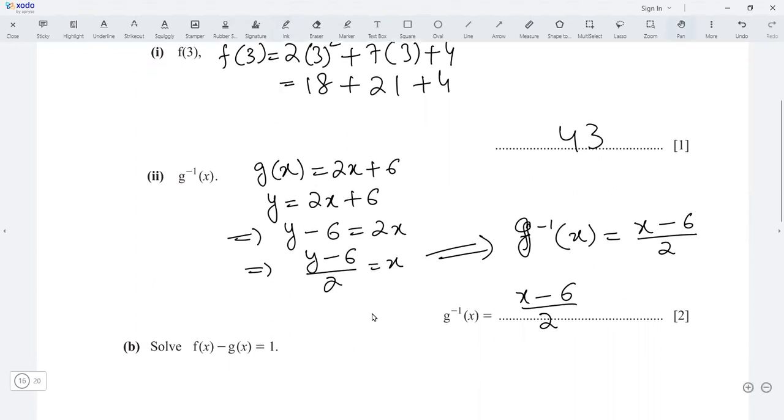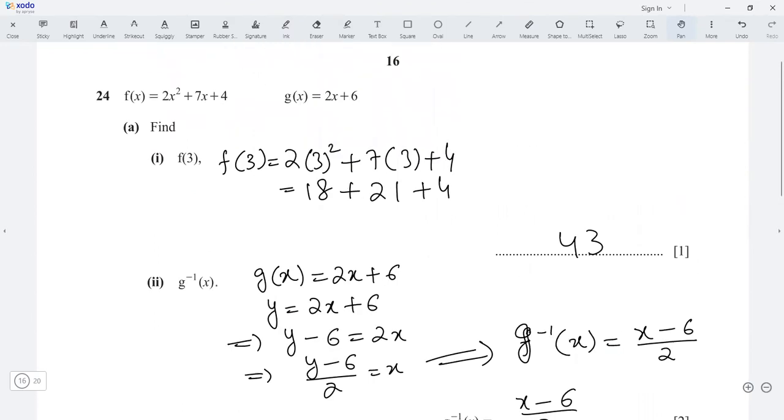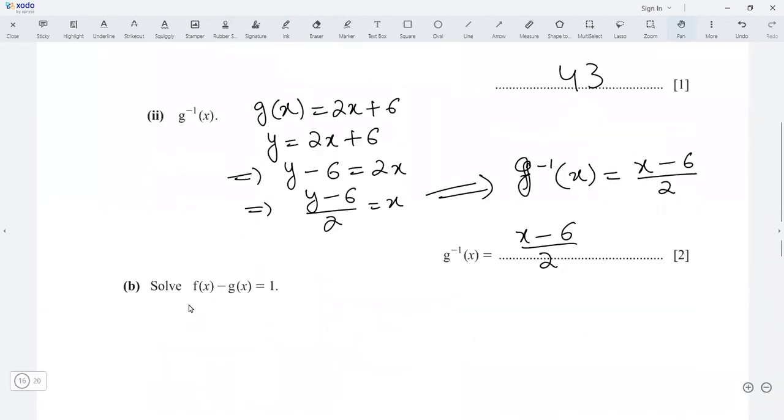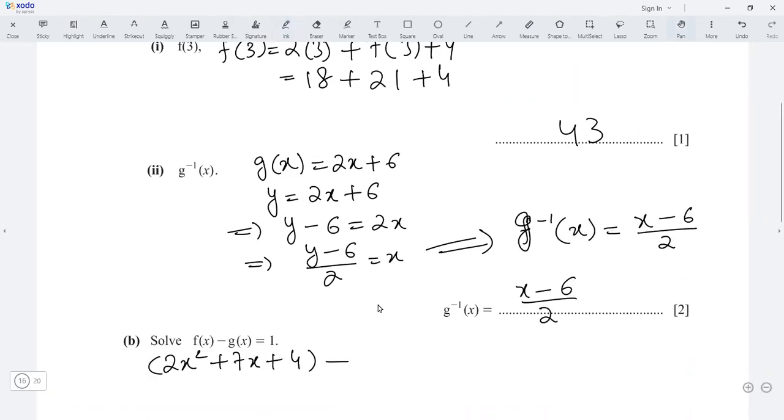So in the next question, we have to solve. Solve always means that we have to solve the values for the variable. So f of x will be written as it is. It is 2x squared plus 7x plus 4, and minus the other function, g of x, that is 2x plus 6. It must be written inside the bracket because there is a negative sign in between these two functions. So both of the values will be changed in the next step.